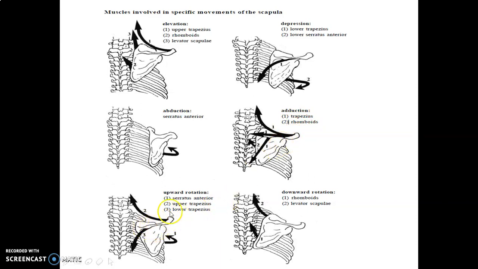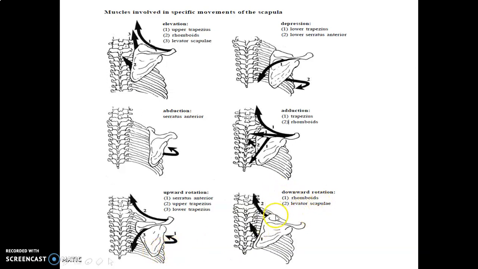Now we already discussed the upward rotation. Upward rotation, you should not forget again. You have the serratus anterior, the upper trapezius and the lower trapezius. The upper trapezius action line is upward, the lower trapezius downward, and then the serratus anterior creates a rotational effect also, along with the inferior angle, the serratus anterior pulling the inferior angle of the scapula in an upward rotation manner.